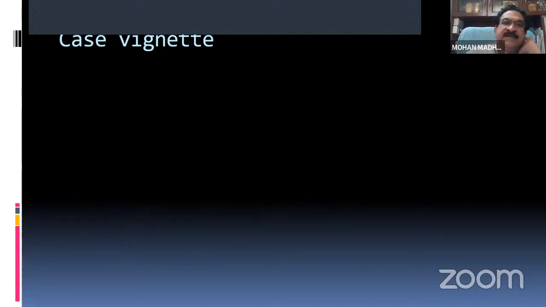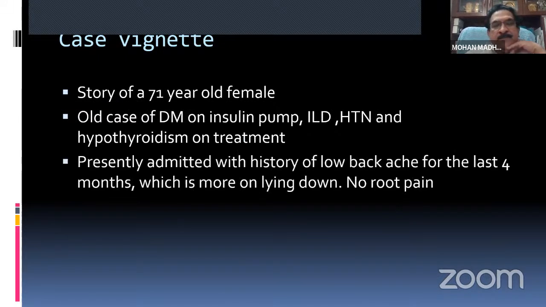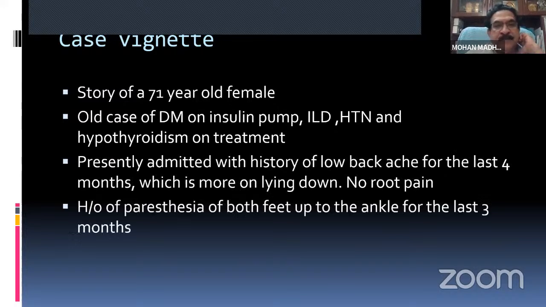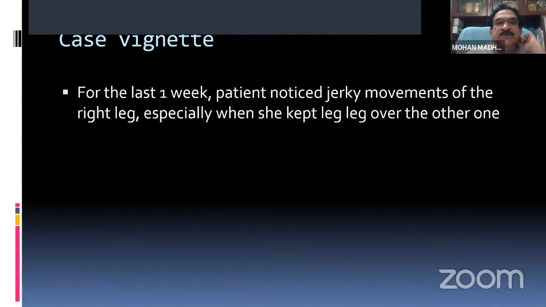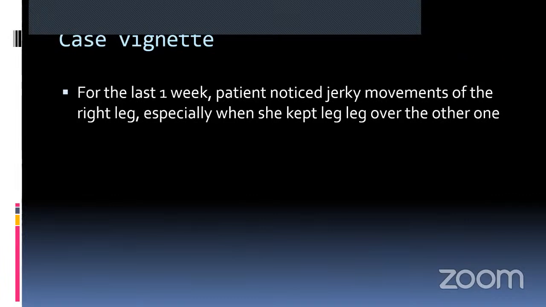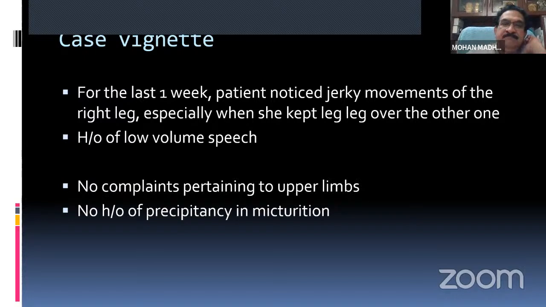So I'll go to the history once again. Story of a 70-year-old female with a lot of comorbidities: diabetes mellitus, ILD, hypertension. Low backache without any root pain. The main neurological problem was paresthesia of both feet up to the ankle for the last 3 months. Two episodes of fall 2 weeks back, both occurring when the patient was standing while walking. For the last 1 week, the patient noted jerky movements of the right leg, especially when she kept the leg over the other one. Also low volume speech. No complaints pertaining to the upper limb.